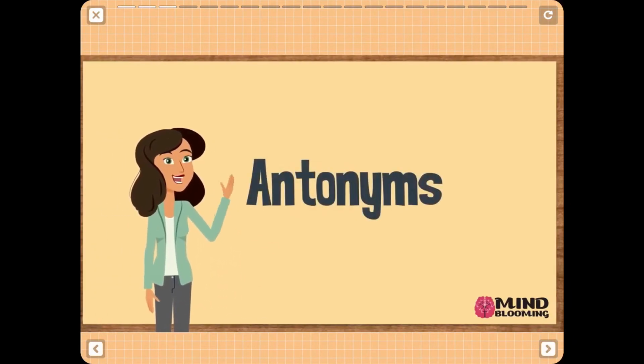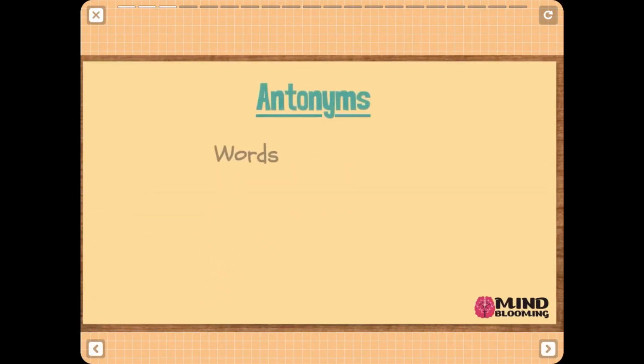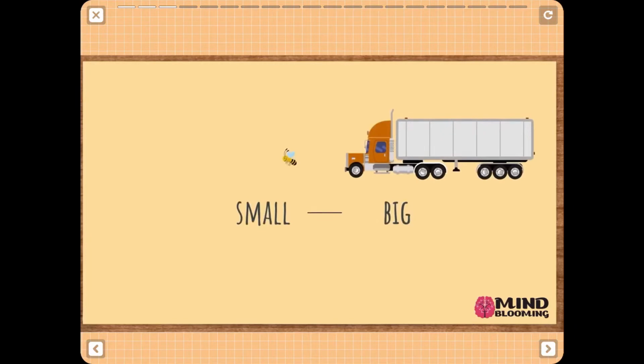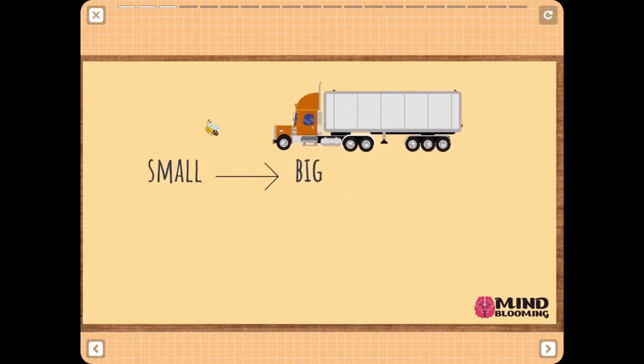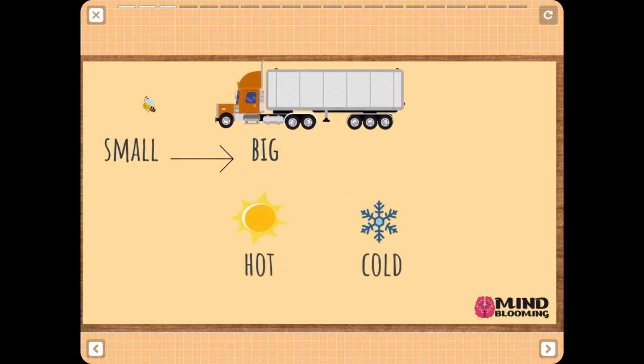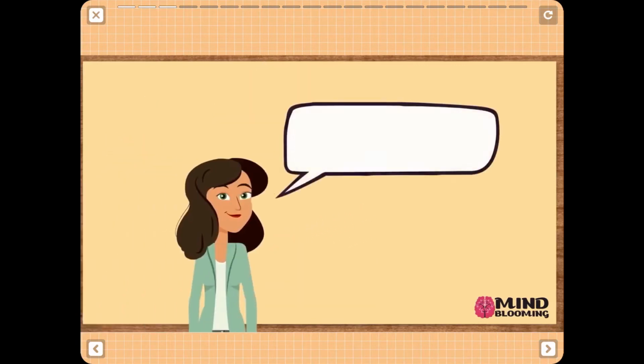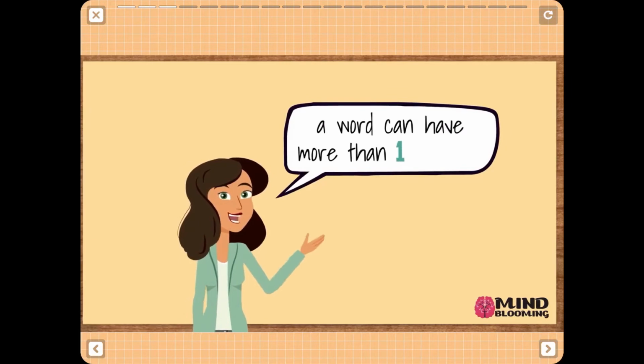Antonyms. Antonyms are words that have the opposite meaning as other words. For example, the word small is the opposite of the word big. The word hot is the opposite of the word cold. A word can have more than one antonym.